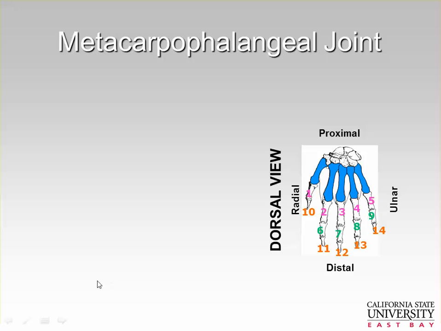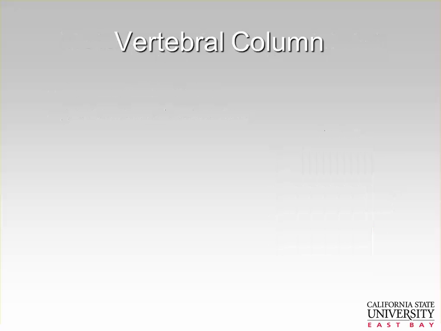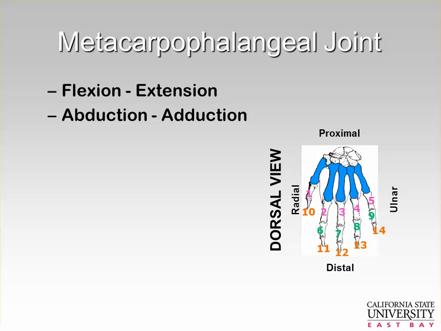Okay, your metacarpophalangeal joints, and then your phalanges of your hand. The metacarpophalangeal joint can do flexion extension and abduction and adduction. The midline of these metacarpals is your middle finger or your third finger. That's the midline. And then for your phalanges or your fingers, they can flex and extend.